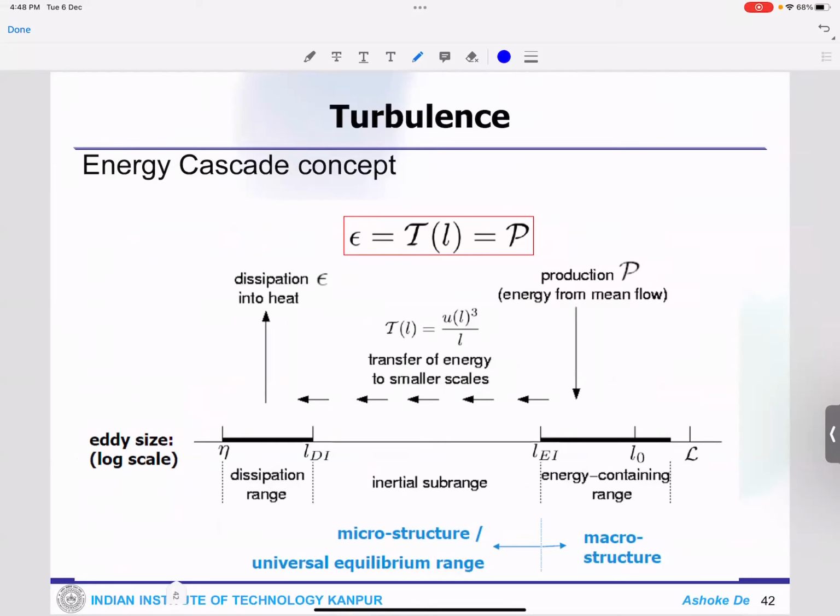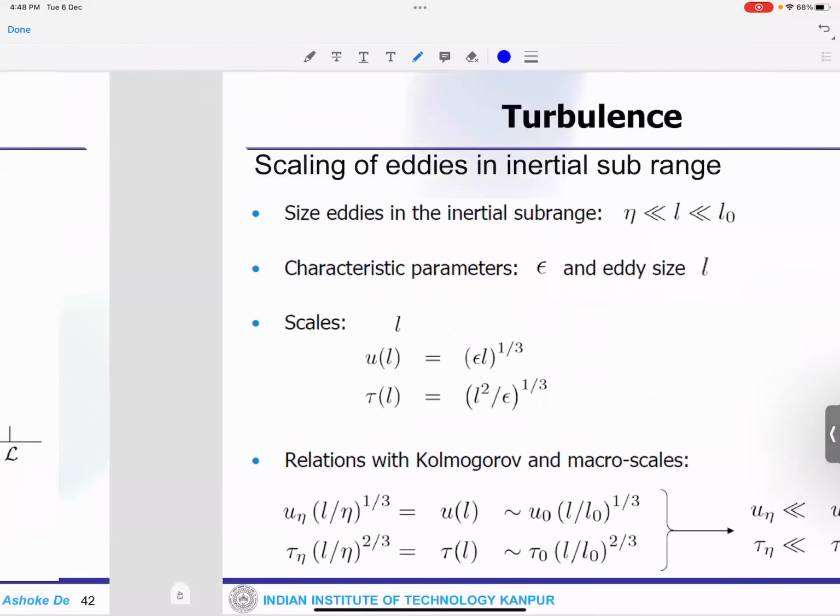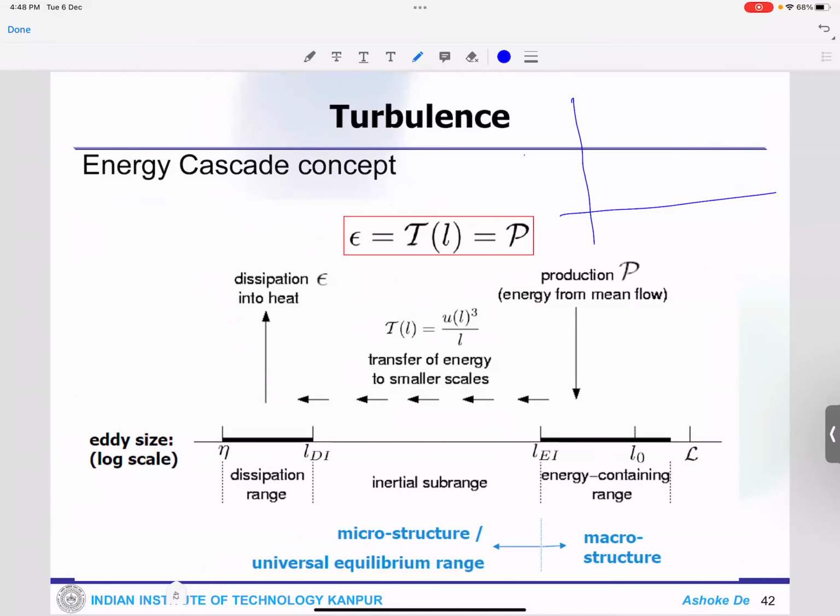Already we talked about the energy cascading process. And if I draw another curve here, which is the energy with the wave number or length scale, the curve looks like this. So these are the boundaries, and this boundary is essentially the energy containing range.